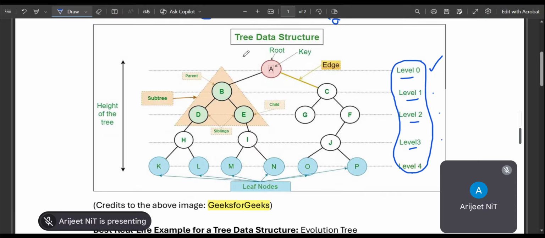Now the next thing you will notice is the root node. As I previously mentioned, the root node contains data A, and that data is called key. Now the next thing you will notice is that two nodes are connected using something called an edge. Edges are basically linking points between two nodes. Then you will notice a weird triangular structure. This triangular structure is a subtree. A subtree, in the simplest words, is a smaller tree within a larger tree.